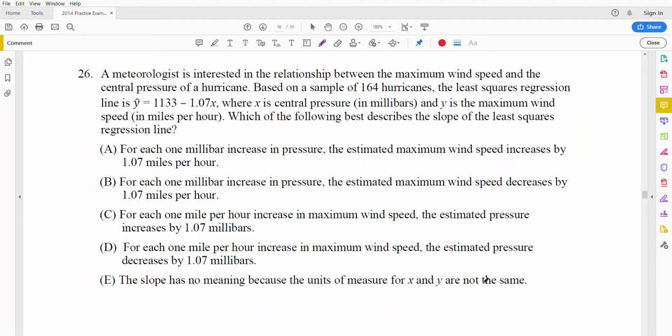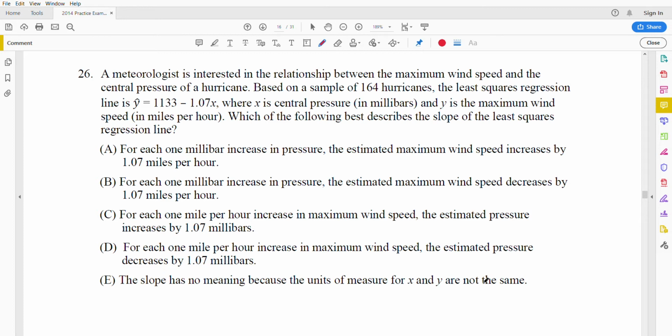All right, welcome back. We're looking at question 26 now, which says a meteorologist is interested in the relationship between the maximum wind speed and the central pressure of a hurricane. Based on a sample of 164 hurricanes, the least squares regression line, y hat, equals 1,133 minus 1.07x, where x is the central pressure in millibars and y is the maximum wind speed in miles per hour.